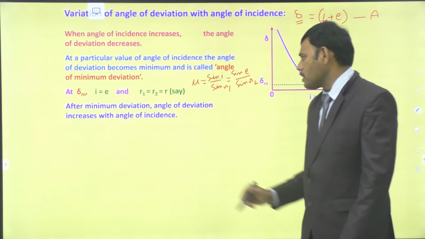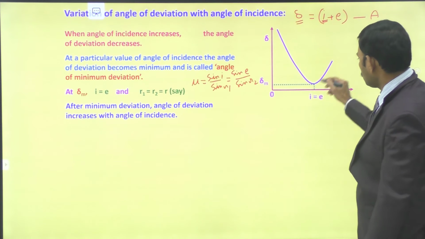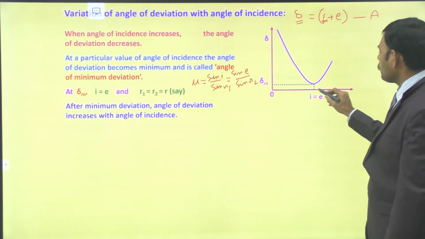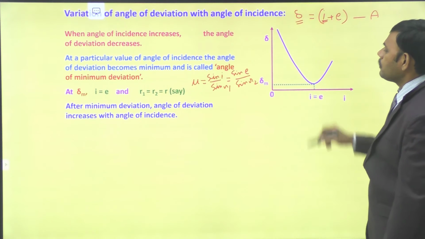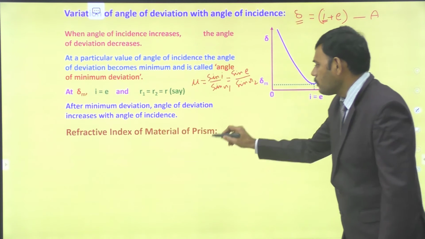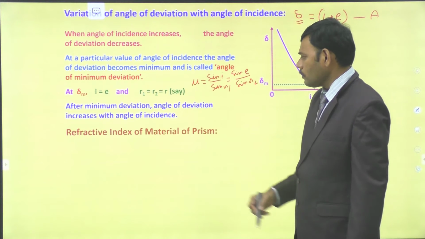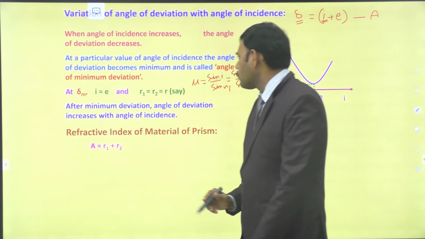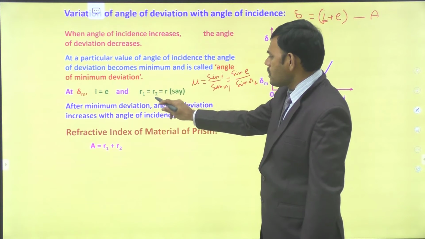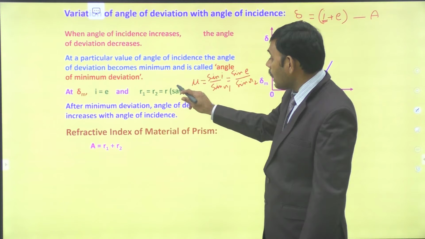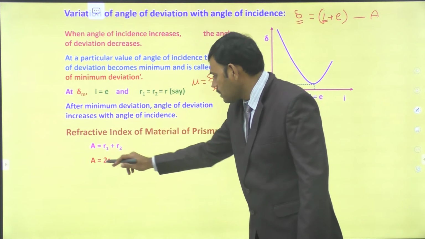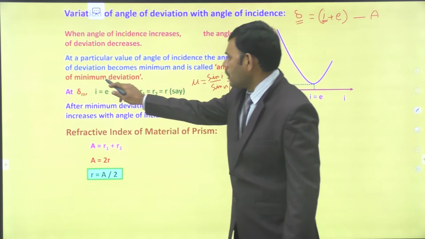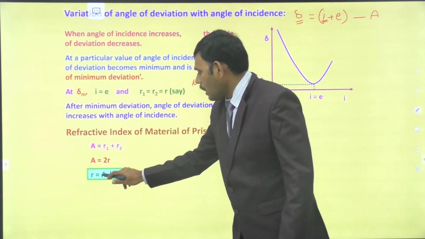Therefore, after minimum deviation, the angle of deviation increases. This graph shows that beyond minimum deviation, if you increase the angle of incidence, the angle of deviation increases. To calculate the refractive index of the material of the prism, mu, we know that A is equal to R1 plus R2. But for minimum deviation, R1 and R2 are equal, let it be R. Therefore, R plus R, A is equal to 2R. So R is equal to A by 2. For minimum deviation, we get R is equal to A by 2.